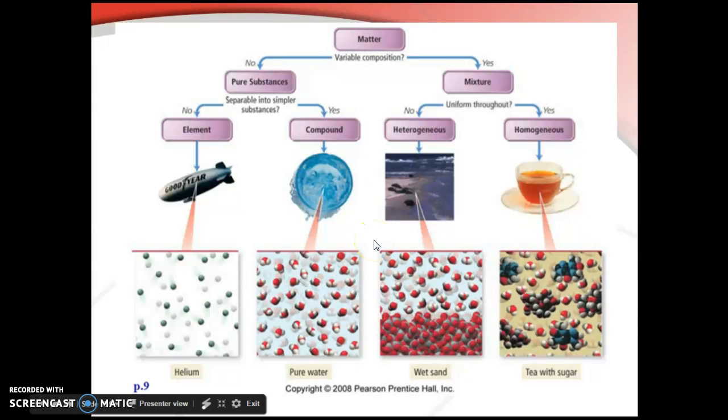So here's a nice little flow chart to help you go through. So you have matter. Matter can either be a pure substance or a mixture. So basically, can you tell the difference? Have you physically combined it? Then it would be a mixture.